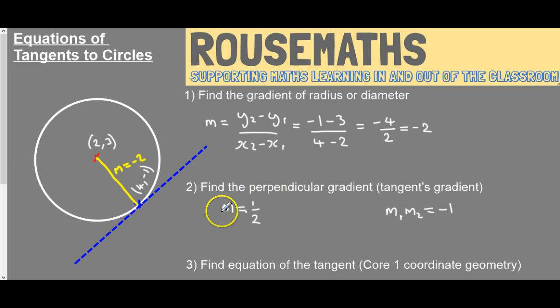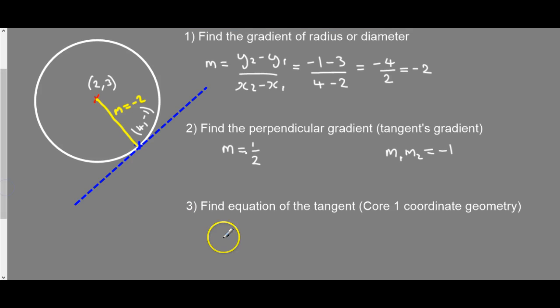So now that we've got a point where we're going to find a tangent and a gradient of our tangent line, we can apply a bit of core 1 coordinate geometry and find the equation. So the way I'm going to do it is by doing y, take away the y coordinate of the point we're looking at, and then do the gradient times x minus the x coordinate of the point we're trying to find the tangent to. So we end up with y minus -1, and then the gradient is 1/2, and you do x minus the x coordinate.